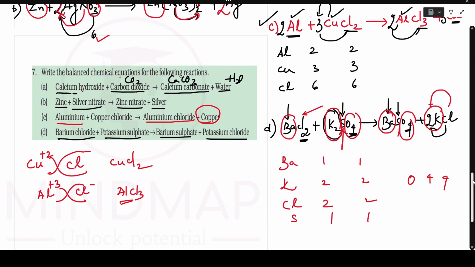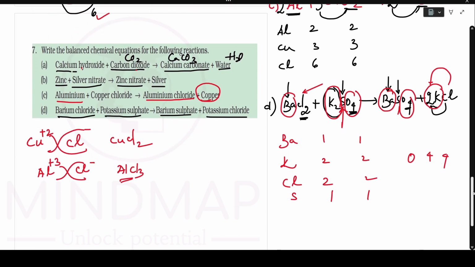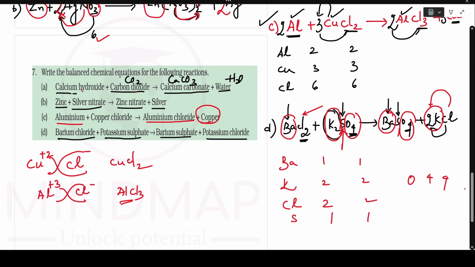Done. So with this we have done the 7th question of the first chapter, and in the next video we will do the remaining questions. Till then, practice how to make the chemical formulas and how to balance them.